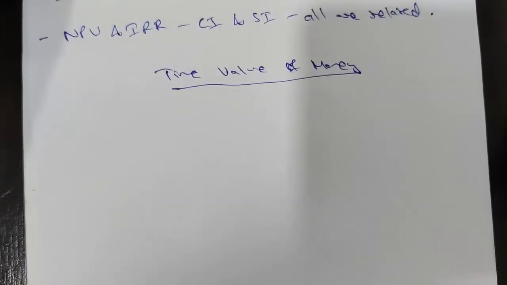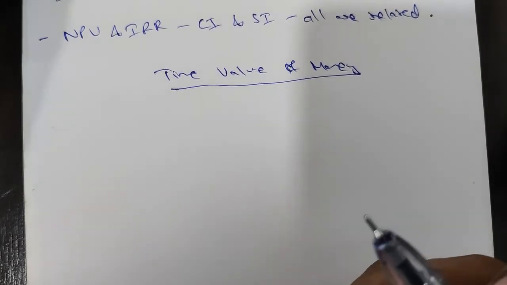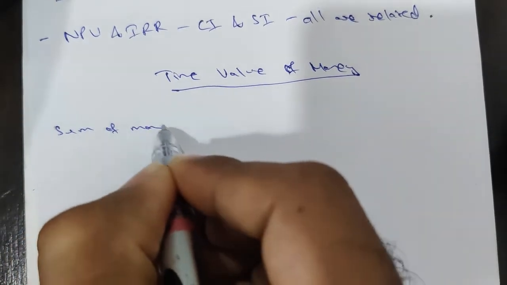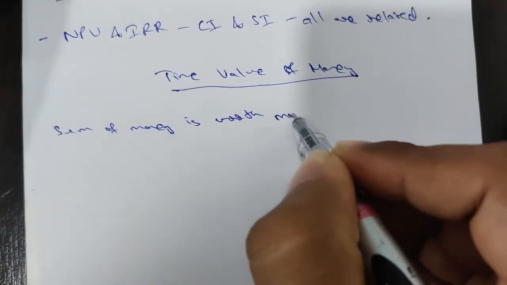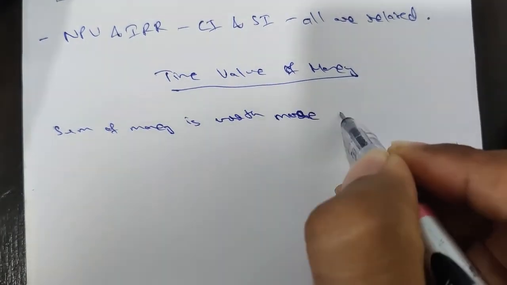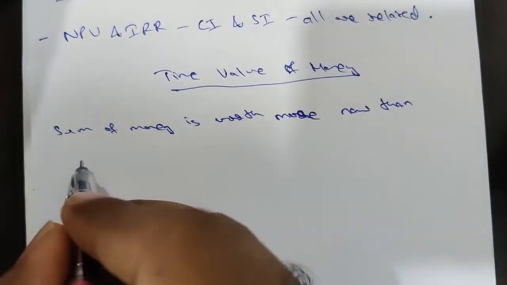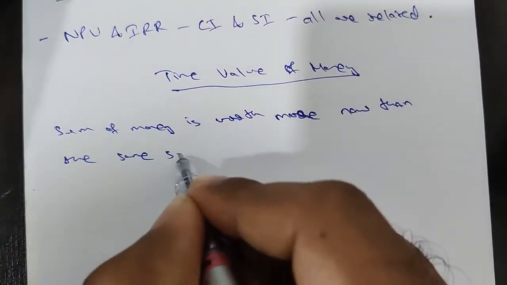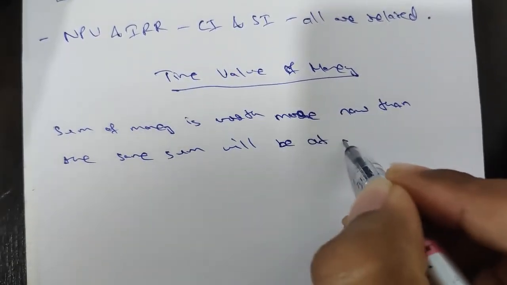So what do we mean by time value of money? So the definition, if we see: a sum of money is worth more now than the same sum will be at a future date.